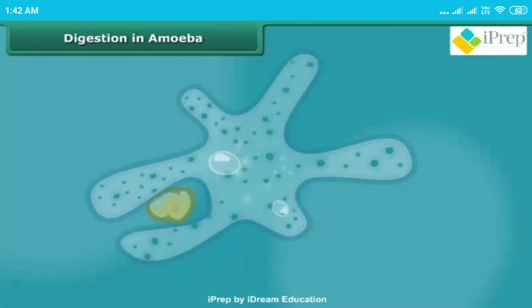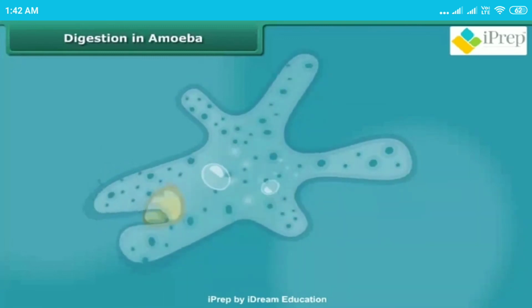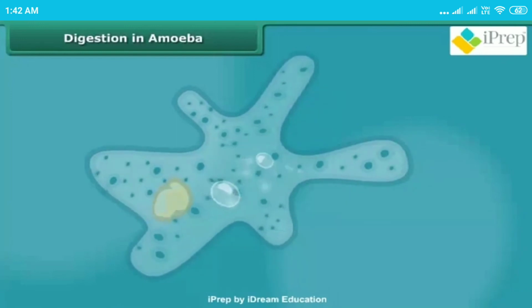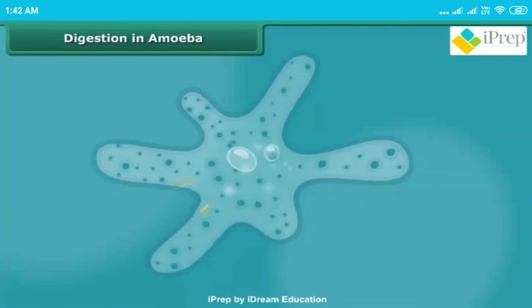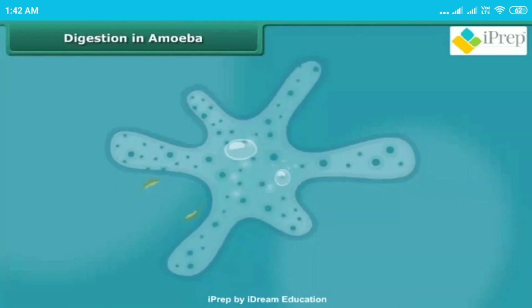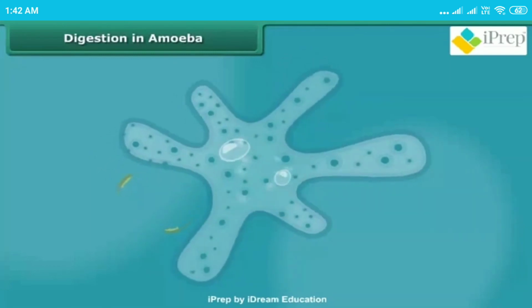The food becomes trapped in a food vacuole, and the digestive juices act on the food to break it down into simpler substances. Finally, the undigested food is expelled outside by the vacuole. By this you can say all the animals have the same basic process of digestion.